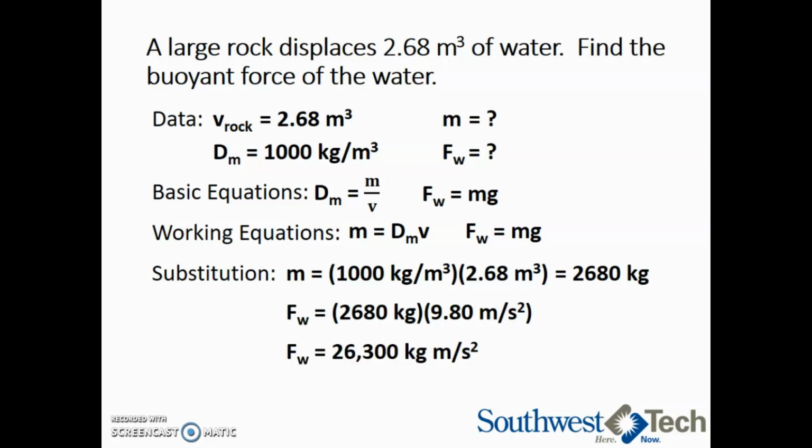This gives us a weight force of 26,300 kilogram meters per second squared. The unit of kilogram meters per second squared is the same as Newton, so our weight force of the displaced water, and therefore the buoyant force of the water, is 26,300 newtons. This concludes our buoyant force example.